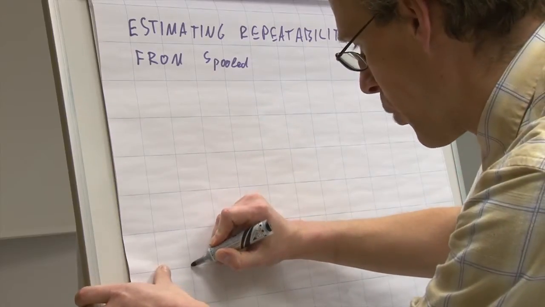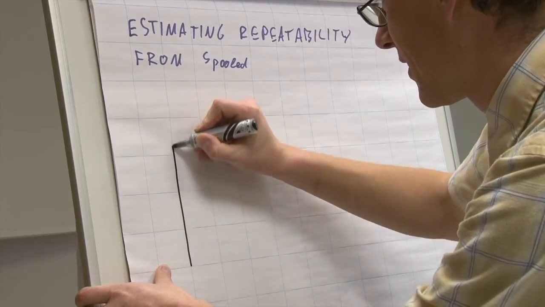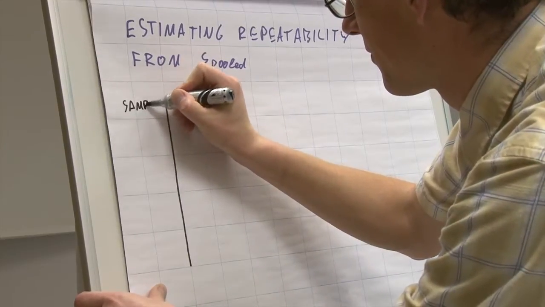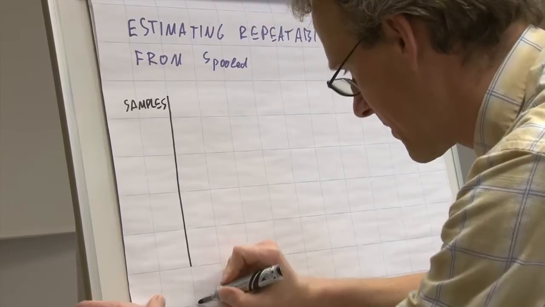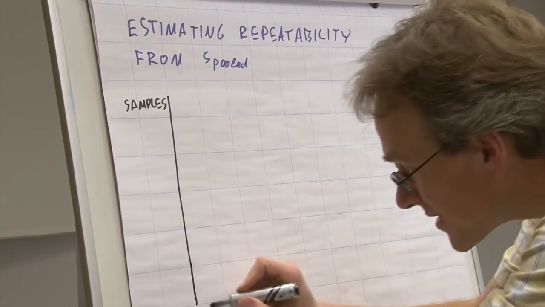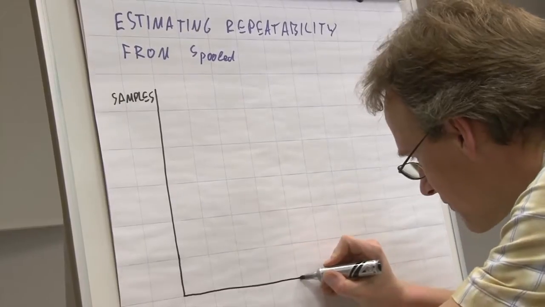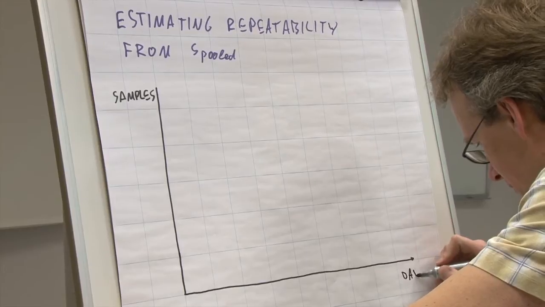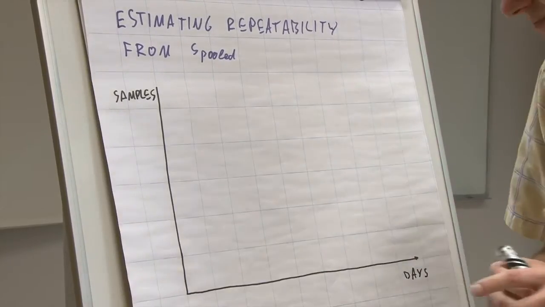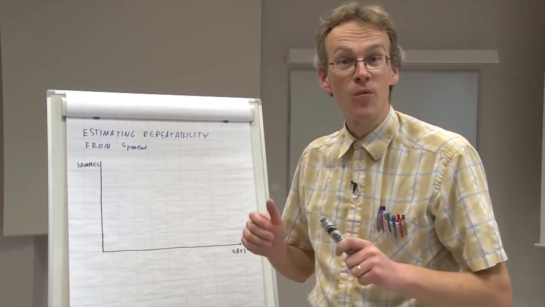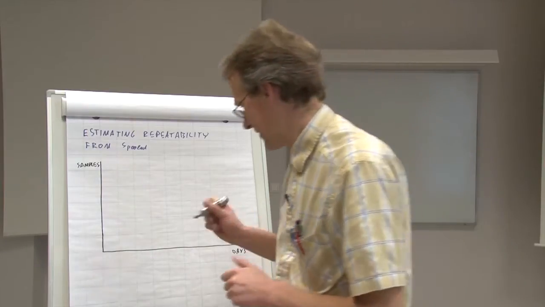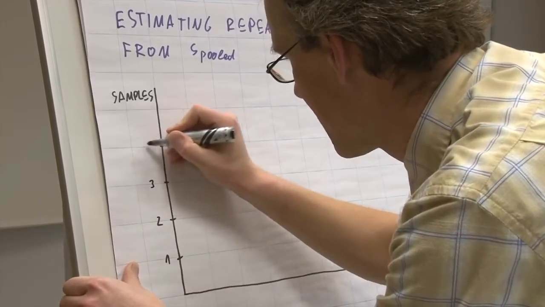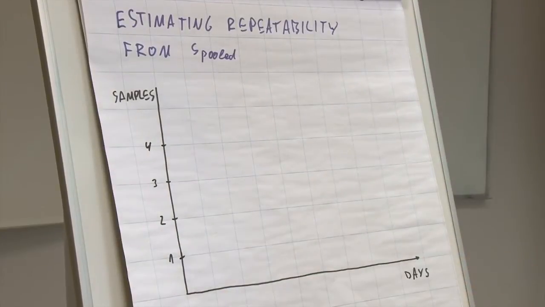On one axis of the graph, we will have samples. And on the other axis, we have days. And suppose we have 4 different samples. 1, 2, 3, 4.